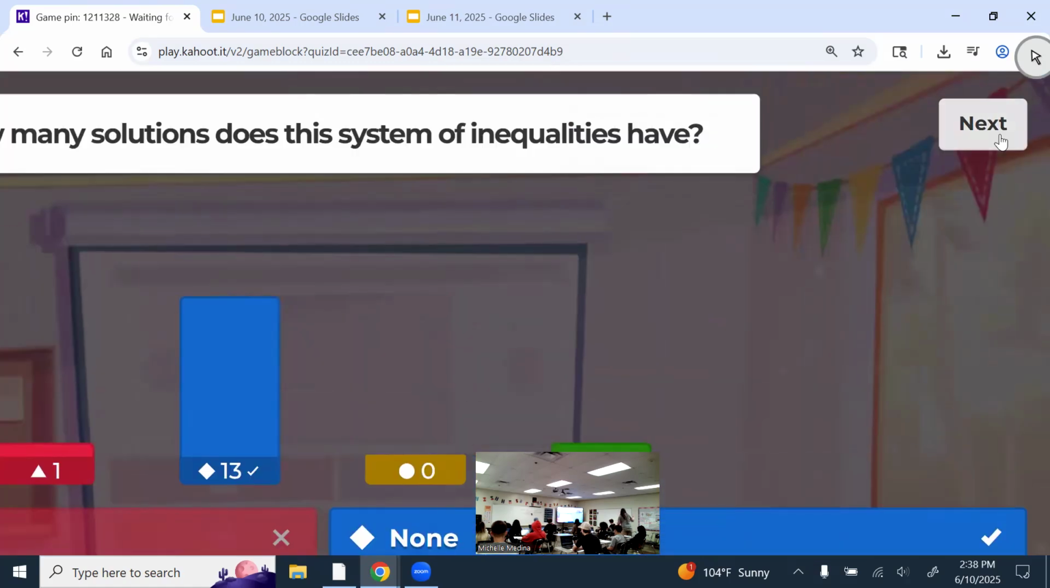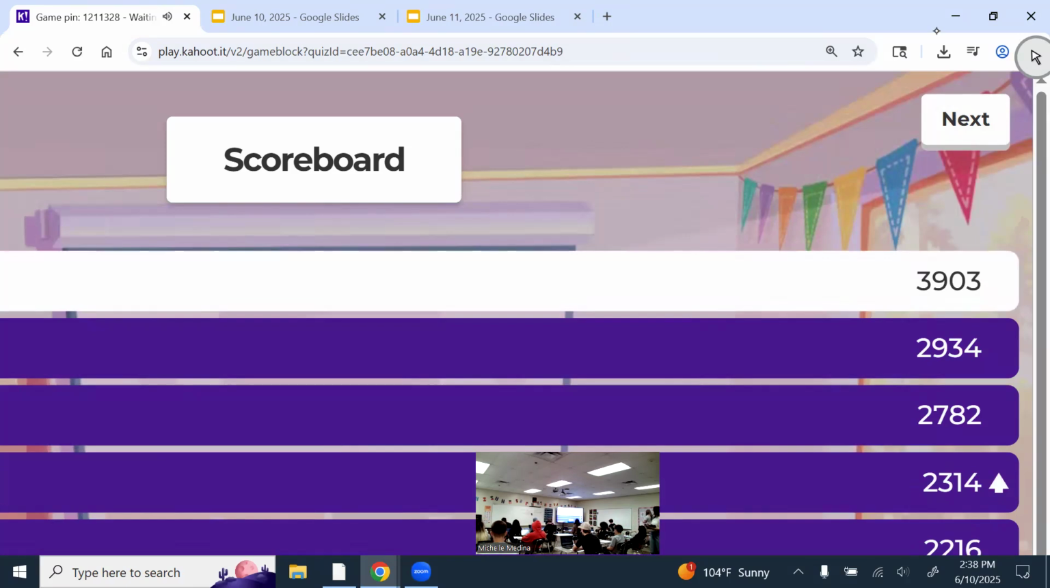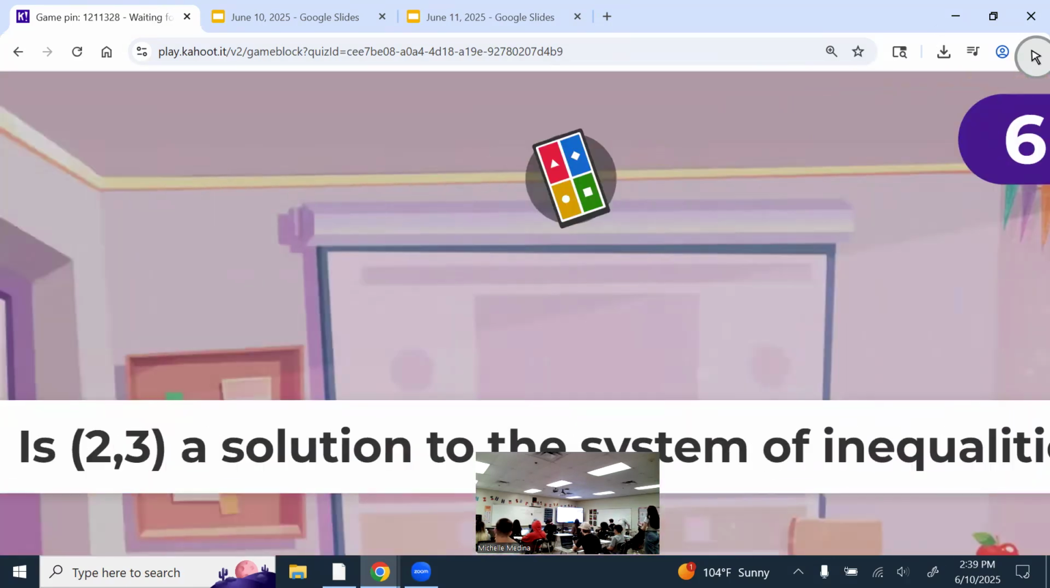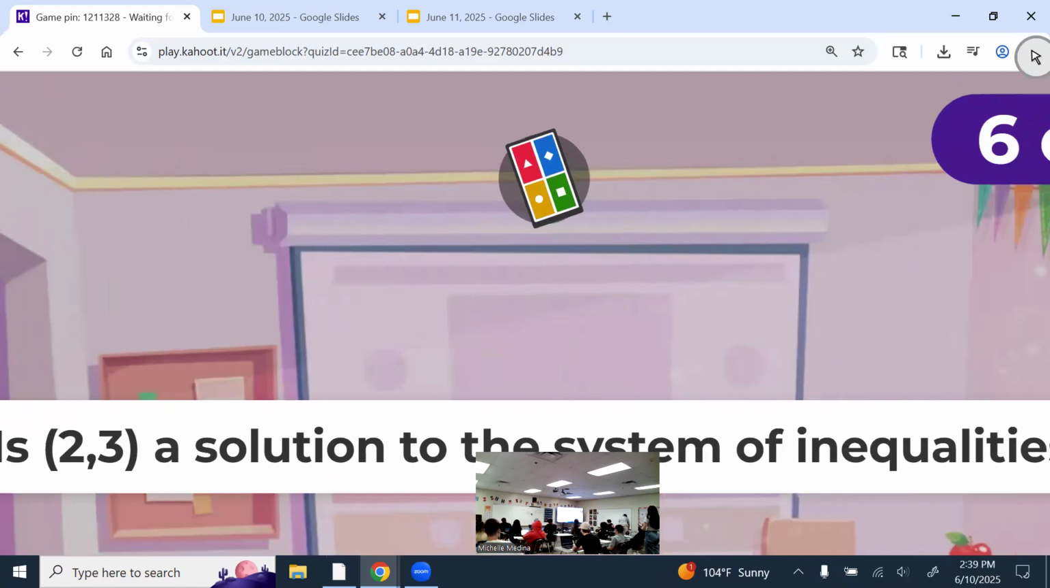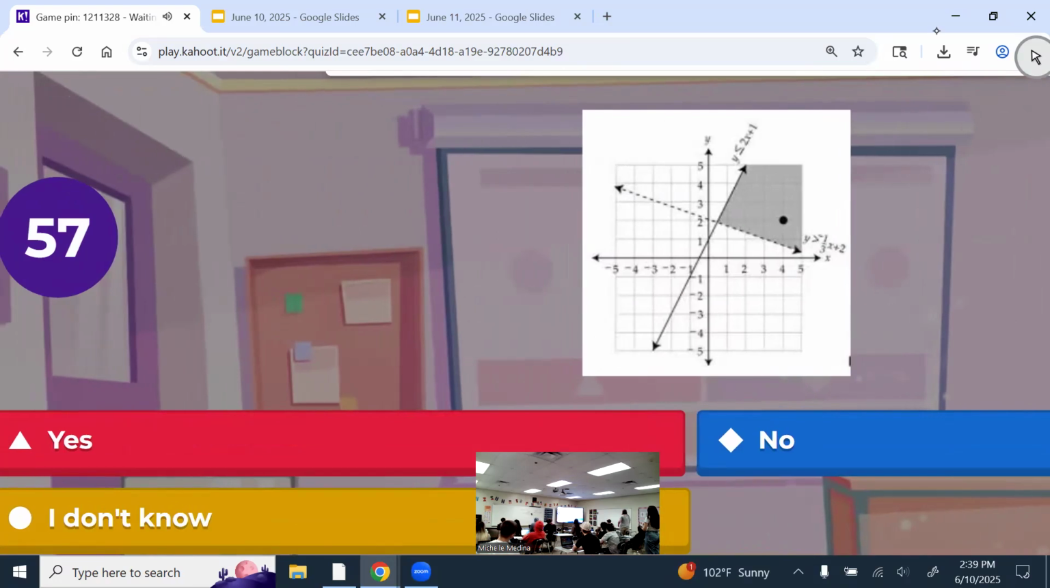Moving on. I don't think there will ever be just one solution to a system of inequalities, so there's lots of ordered pairs. Is (2, 3) a solution to this system? 2, 3.